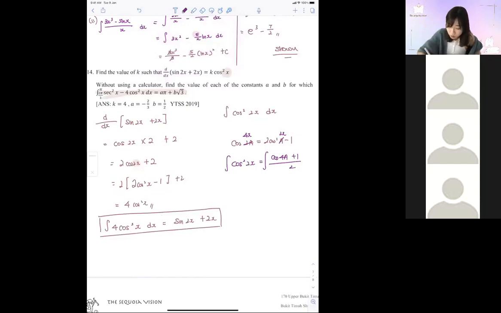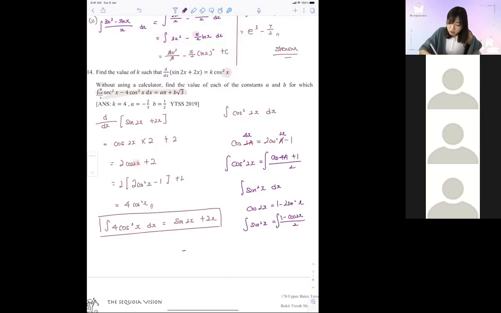Same thing for sine square. If it's sine square, I want to integrate this, I can use our double angle formula. Cosine 2x is 1 minus 2 sine square x. So sine square x is the subject. Minus bring over plus, plus bring over minus: 1 minus cosine 2x over 2. Integrating this is integrating this. So if there is no clue given to you, you still can integrate cosine square and sine square by using your double angle formula.